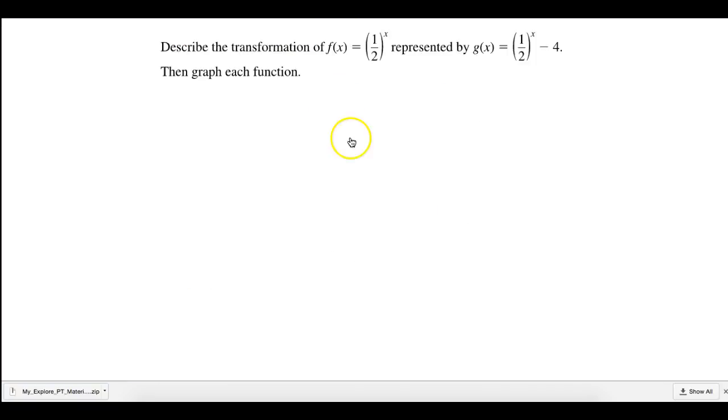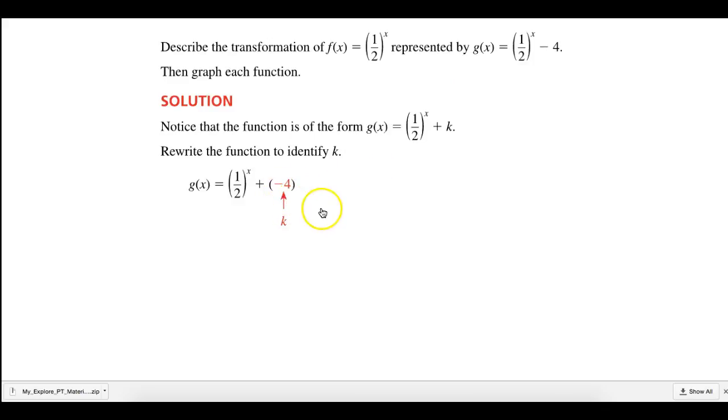Okay, so now let's look back at this first problem. Our parent function is 1/2 to the x power, and our transformed function is 1/2 to the x, minus 4. First thing you have to do is identify what change was made. In this case, we've got our parent function, and we just simply subtracted 4 from it. Since this is in the form f of x plus k, in this case k is -4, that means it would be a shift 4 units down.